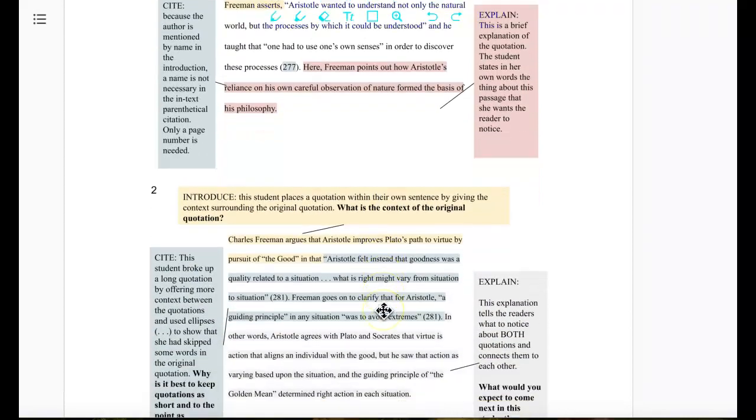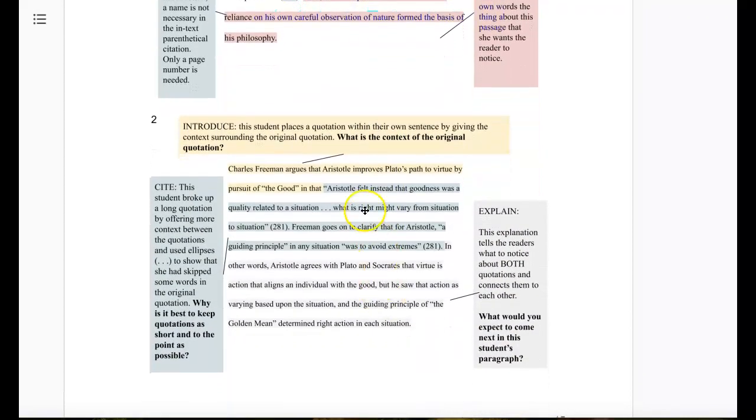Let's go on to example number 2. Again, we have a quotation sandwich: top slice, bigger bottom slice, and the middle, the quotation. Let's look at how it's introduced. Charles Freeman argues that Aristotle improves Plato's path to virtue by pursuit of the good in that, and because we are introducing it with a "that," we don't need a comma, we just start with our quotation.